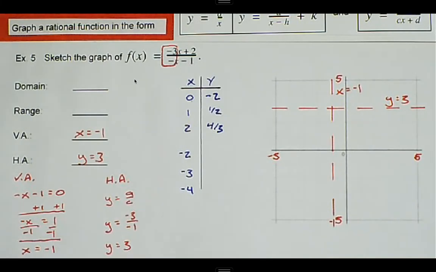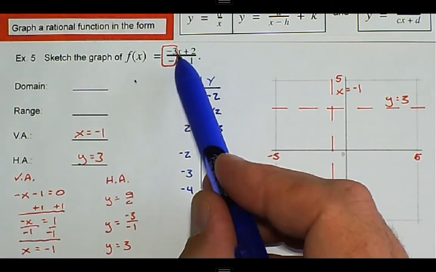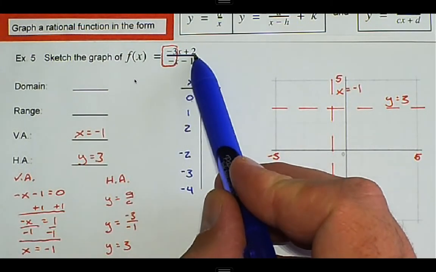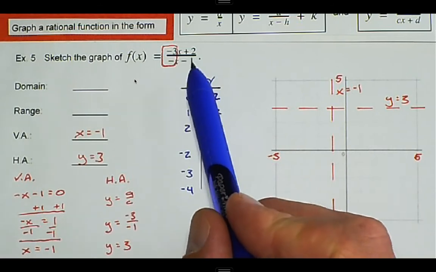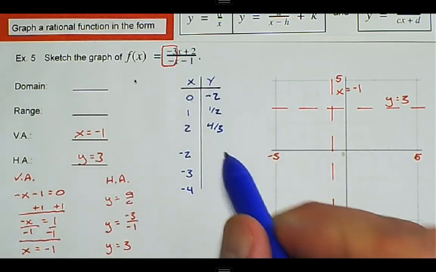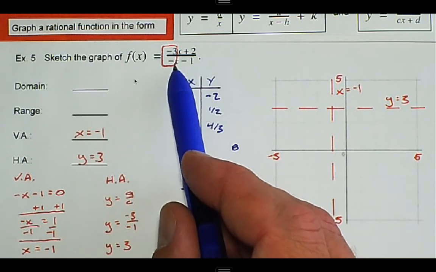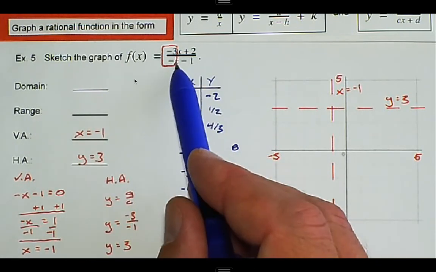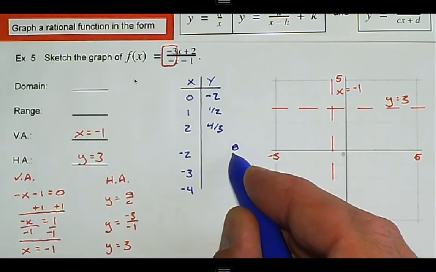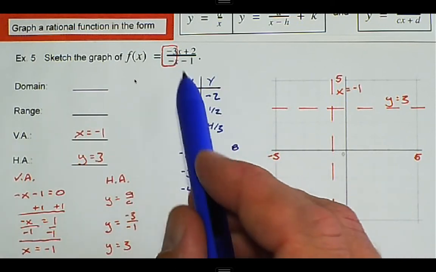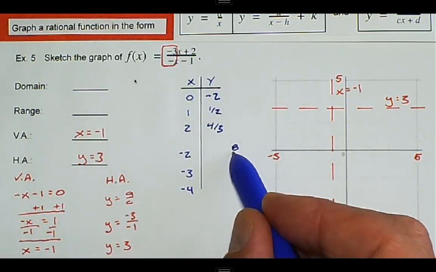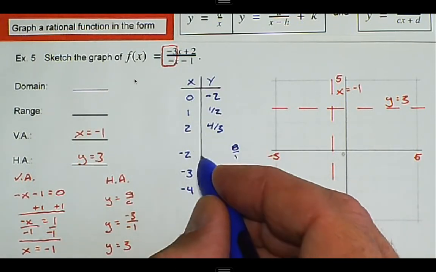If we go with negative 2, then we get positive 6, plus 2 is 8, so we get 8 in the numerator. I'll write this down here. 8 in the numerator, and then negative times negative is positive 2, minus 1 is positive 1. So 8 over 1, and then we get 8.